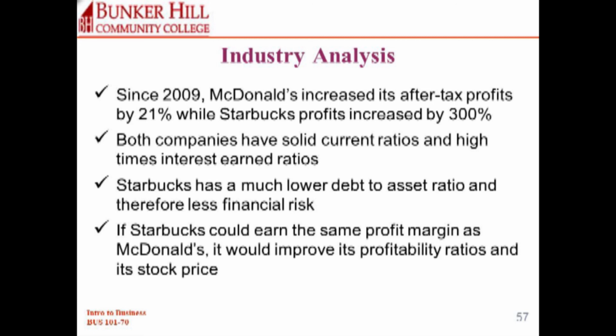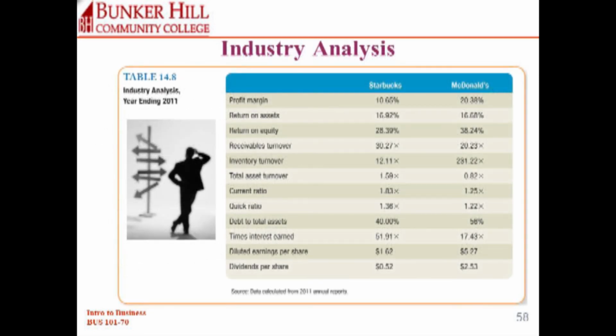If you look at their current ratios, they're pretty good. Starbucks has a lower debt-to-asset ratio and has lower financial risk in that regard. If you take a look at slide 58, which is the last slide, you could look at all of these ratios and statements that they have between the companies if you're trying to figure out which company you would want to loan money to or buy stock in. Profit margin for McDonald's is about double that of Starbucks. The return on assets is fairly comparable. Return on equity, how much money they own, McDonald's has a better return.